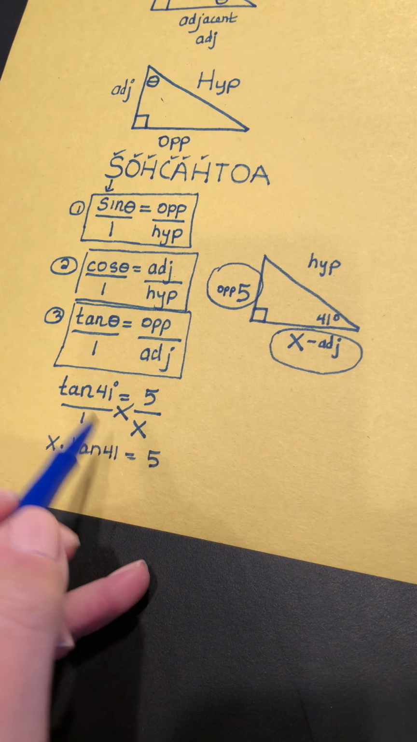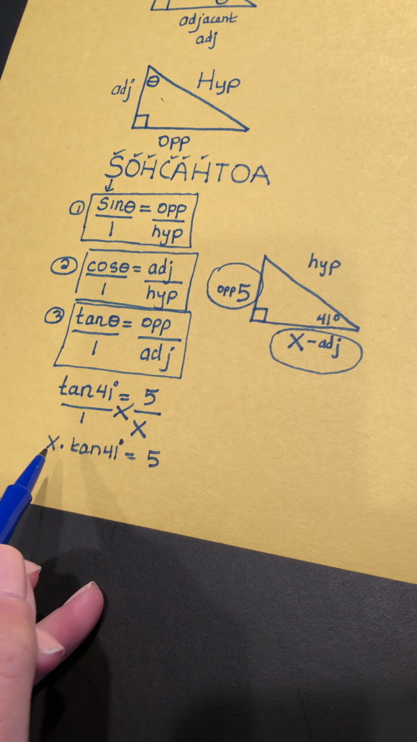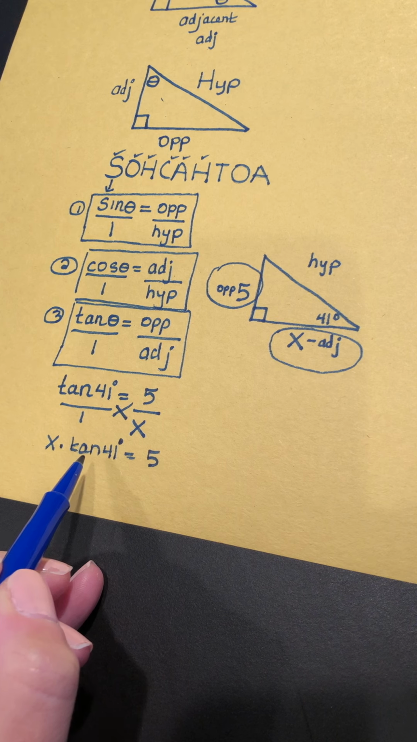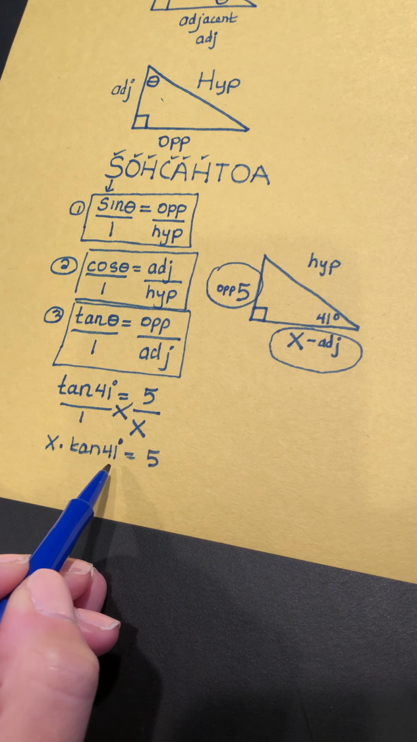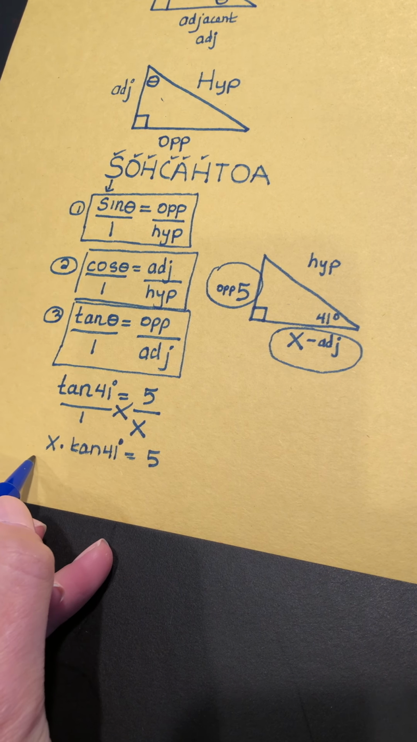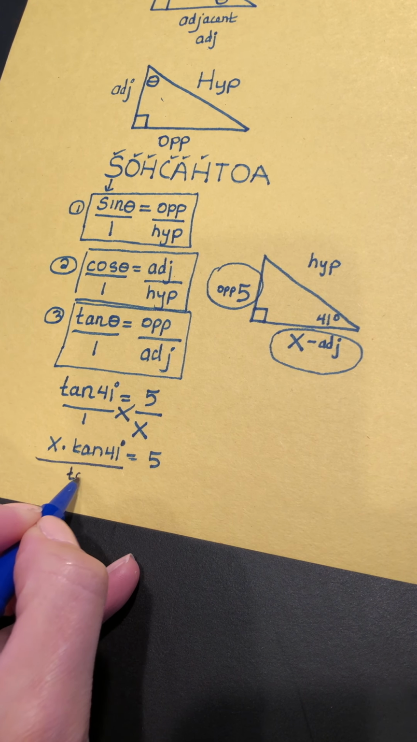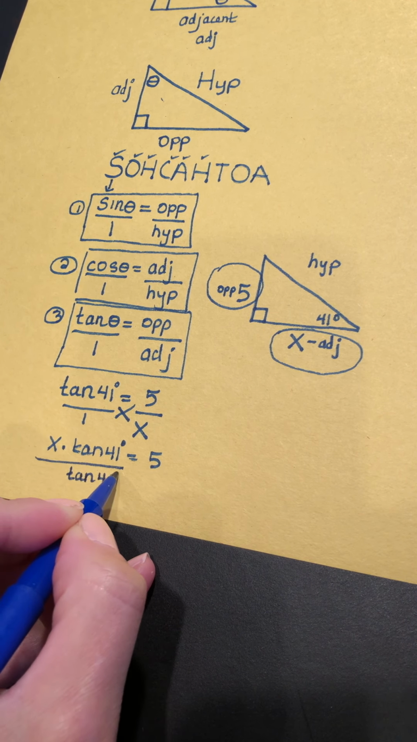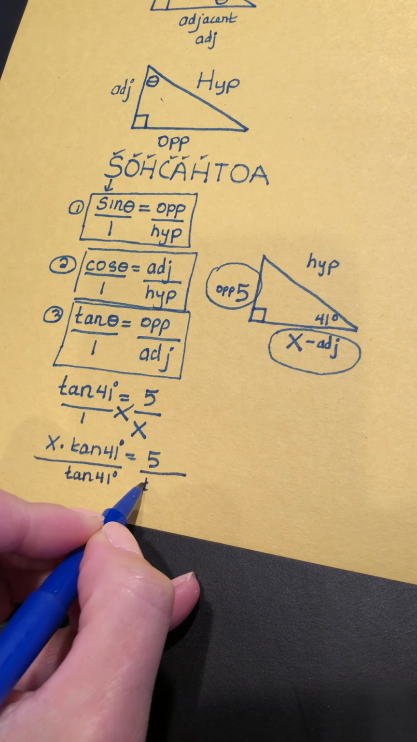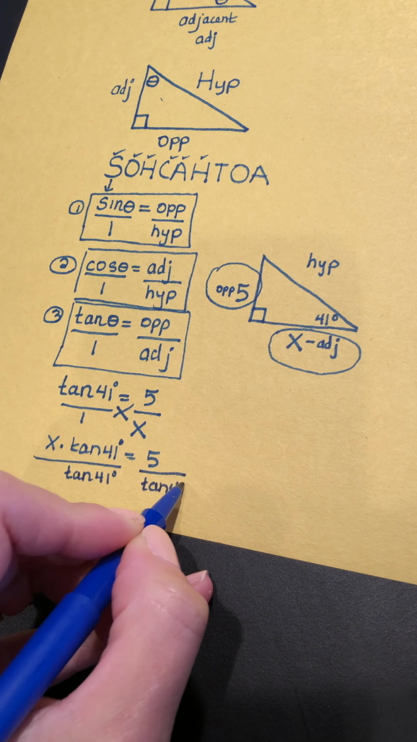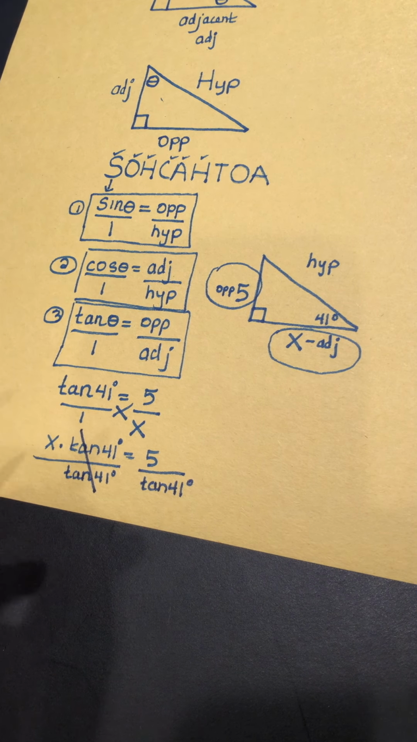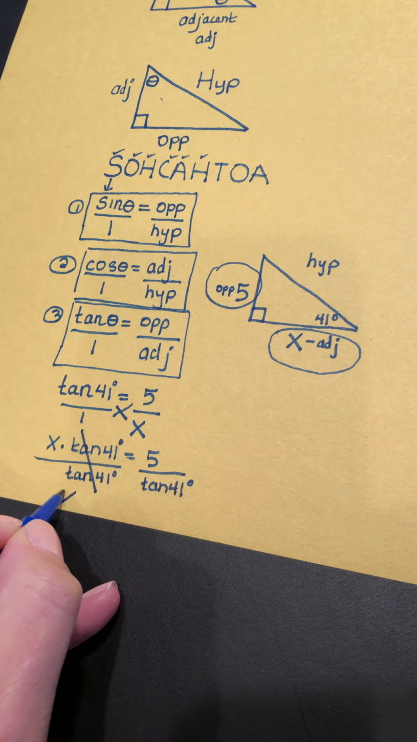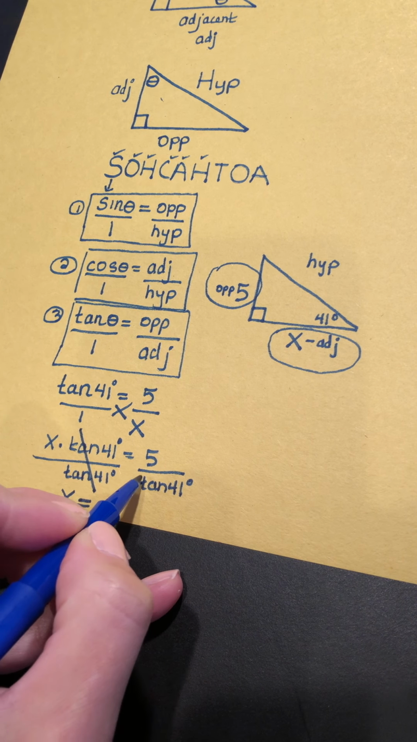Now, to get x by itself, I'm going to notice that x is being multiplied by the tangent of 41 degrees. So to undo multiplication, I need to divide both sides of the equation by the tangent of 41 degrees. And I know that's kind of weird. It's something we haven't really done before, but that's exactly what we need to do. The tangent of 41 cancels with the tangent of 41, and I get that x equals 5 divided by the tangent of 41.